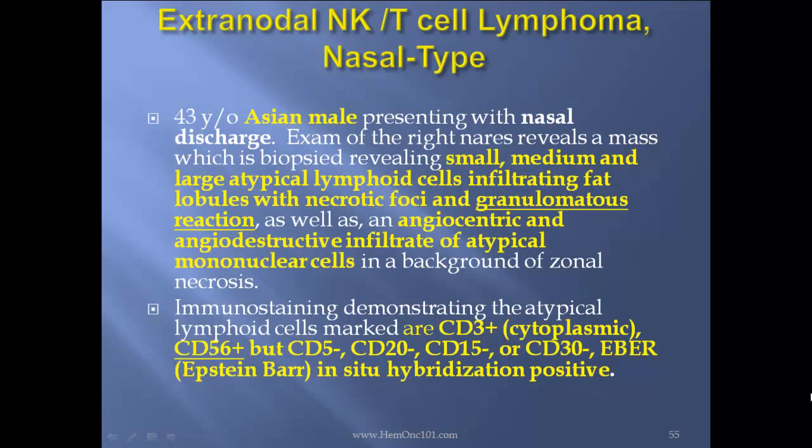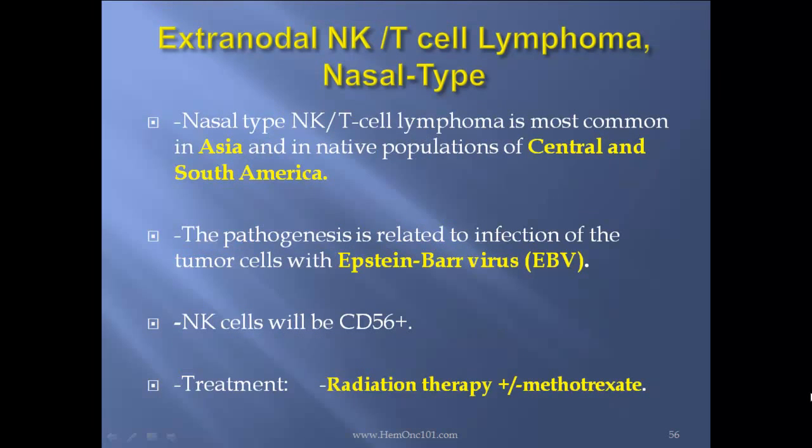Immunostaining demonstrates the atypical lymphoid cells are CD3 cytoplasmic positive, CD56 positive, remember 56 is NK cells, but CD5 negative, that T-cell marker, 20 negative, 15 negative, 30 negative, EBER positive, Epstein-Barr positive. Nasal type NK/T-cell lymphoma is most common in Asia and in the native populations of Central and South America. Pathogenesis is related to infection of tumor cells with Epstein-Barr virus. NK cells will be CD56 positive. Treatment: radiation therapy plus or minus methotrexate.